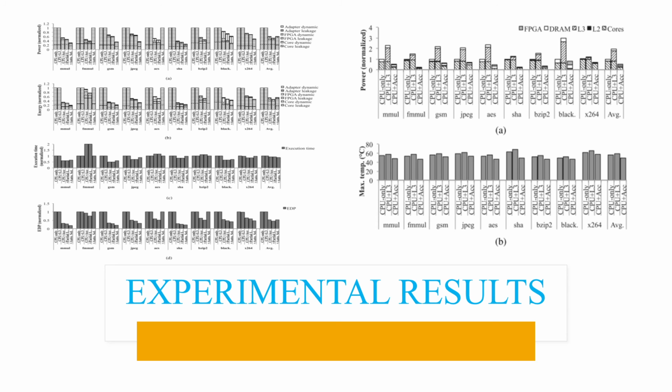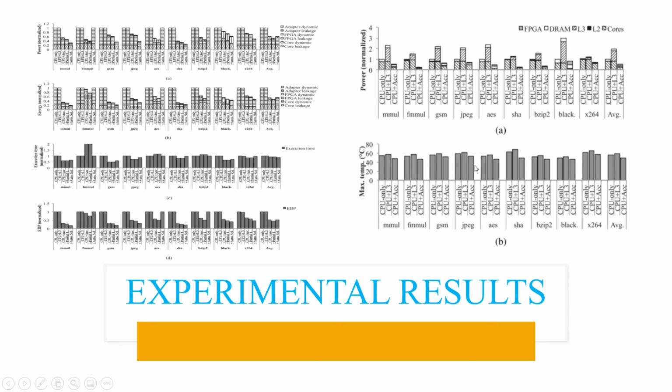On average, the power, energy, execution time, and EDP of CPU plus ACC are 52.2%, 46.3%, 94%, and 46.3% of CPU plus L3, respectively.